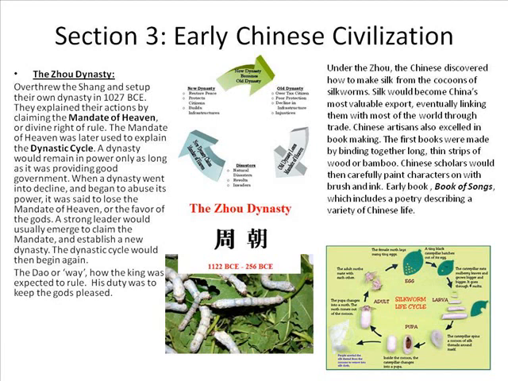Chinese artisans also excelled in bookmaking. The first books were made by binding together long, thin strips of wood or bamboo. Chinese scholars would then carefully paint characters on with brush and ink. An early book, the Book of Songs, includes poetry describing a variety of Chinese life. You guys will, of course, be reading a piece of that.